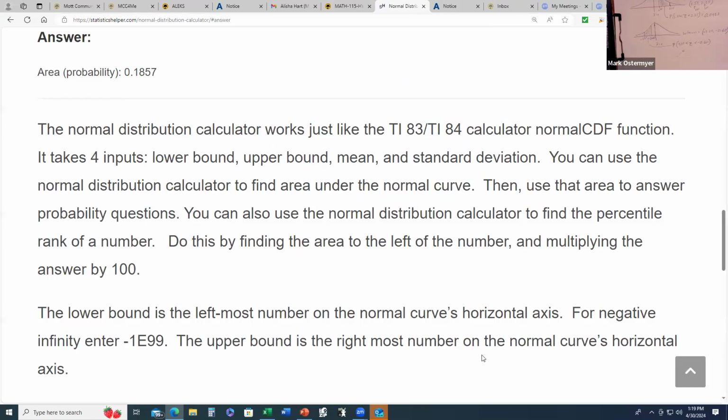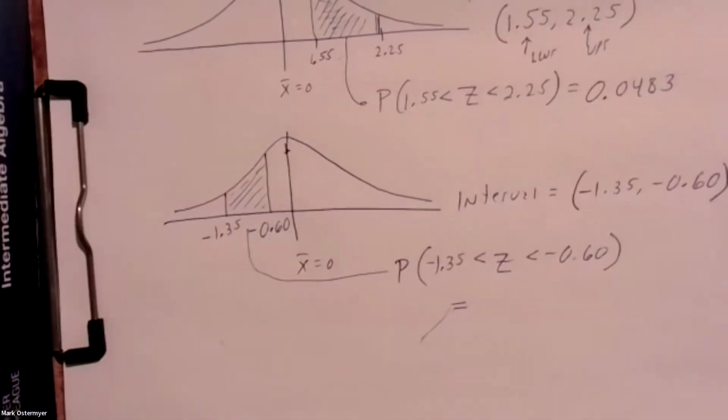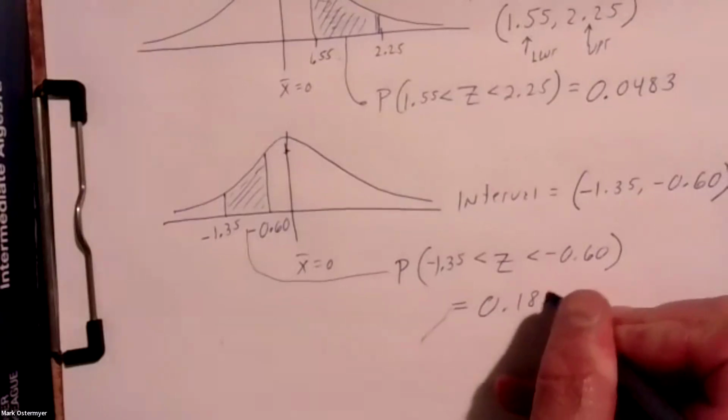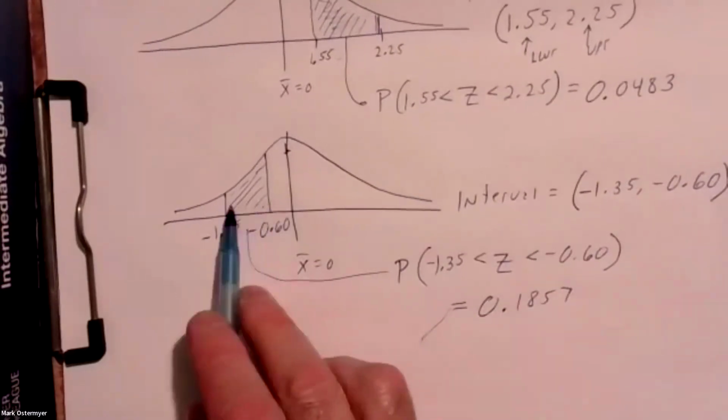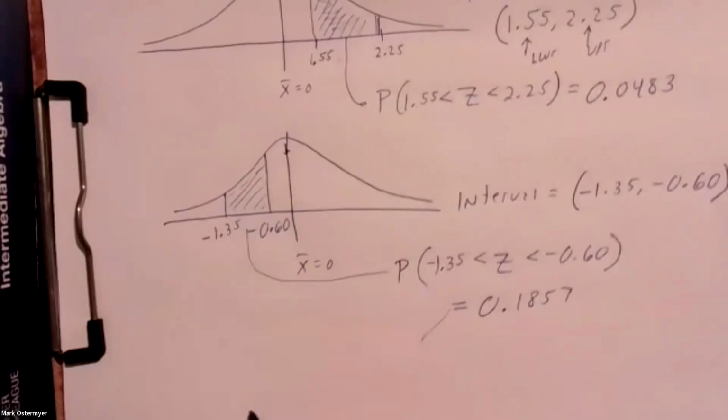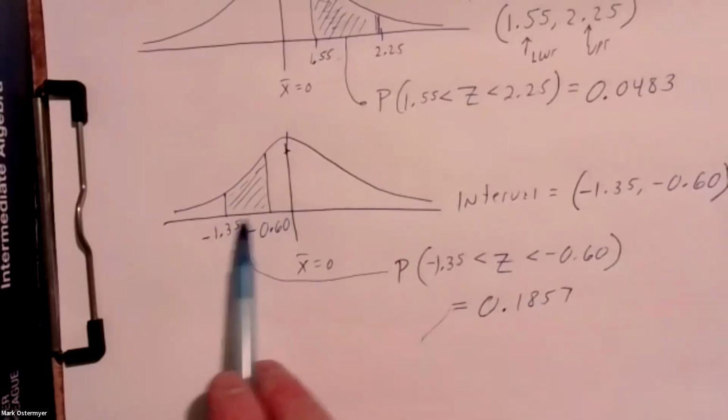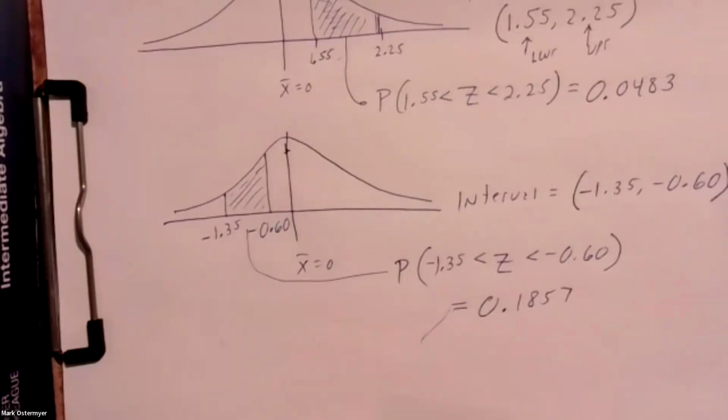So here's your answer. That area between those two Z values is going to be about 0.1857. So that is our area. This area is about 1.9% of the area of the entire curve here. And I do have this exaggerated. These values are actually a lot closer to each other than I have here.